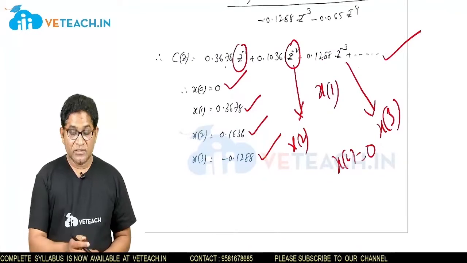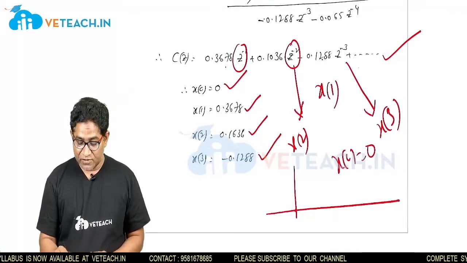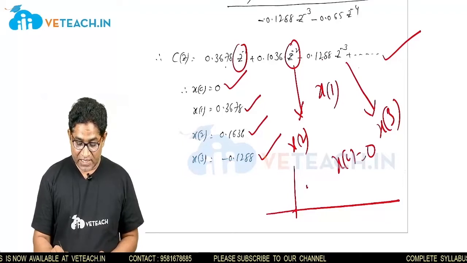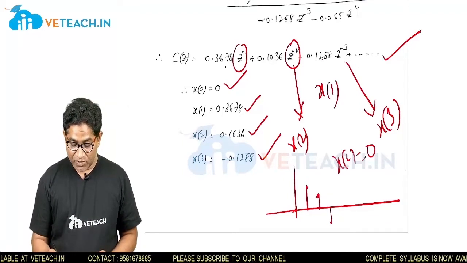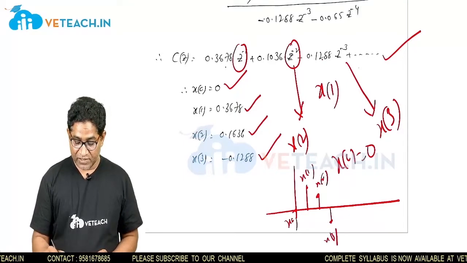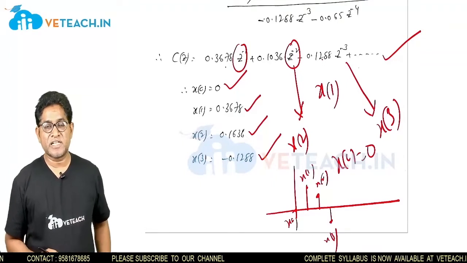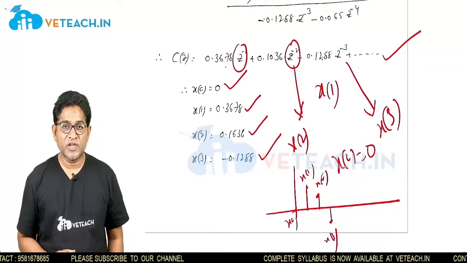So this is your output, C(kT). Suppose you are asked to plot, then you have to plot x(0) is equal to 0, x(1) is 0.3678, x(2) is 0.16, then x(3) is minus 1 point something. So x(0), x(1), x(2), x(3). This is the output sequence, that is the response of the given system for the input, which is the Kronecker delta.